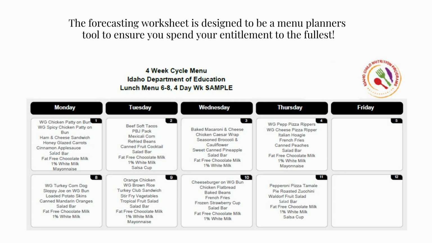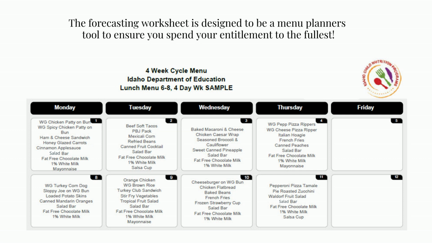The forecasting worksheet is designed to be a menu planner's tool to ensure you are spending your USDA entitlement to the fullest. Here's an example of a 4-week cycle menu with only 2 weeks showing. Look closely at the menus and determine what USDA food products would support these meals. An example of this would be, on Monday of the first week, the menu includes USDA further processed chicken patties, there's 2 varieties, direct delivered sliced ham and sliced cheese, direct delivered carrots, direct delivered applesauce, or you could use the further processed cinnamon applesauce cups. The remaining items would be commercially purchased.